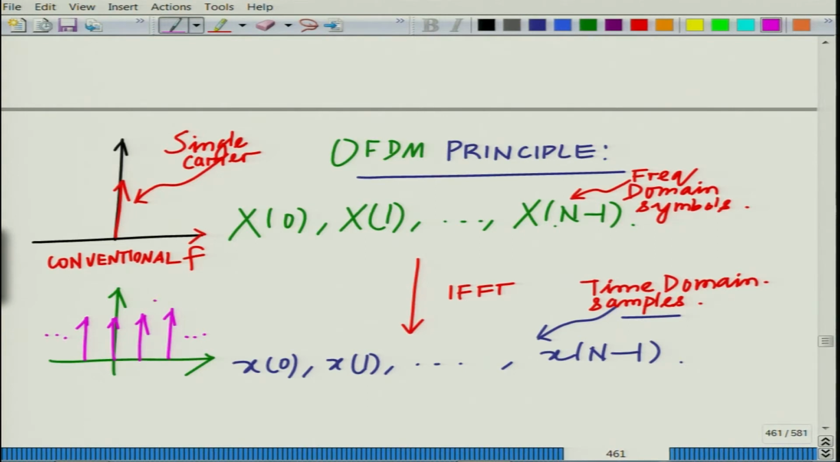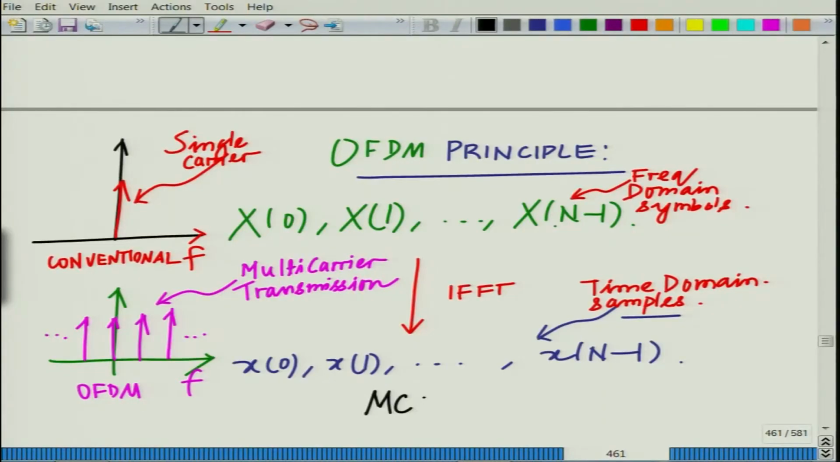So, OFDM is multi-carrier. What is happening is this can be thought of as moving away from a single carrier transmission that you have in a conventional communication system, which is centered at a carrier frequency fc, to an OFDM where you move to a multi-carrier system. All right, and that is the significant difference.